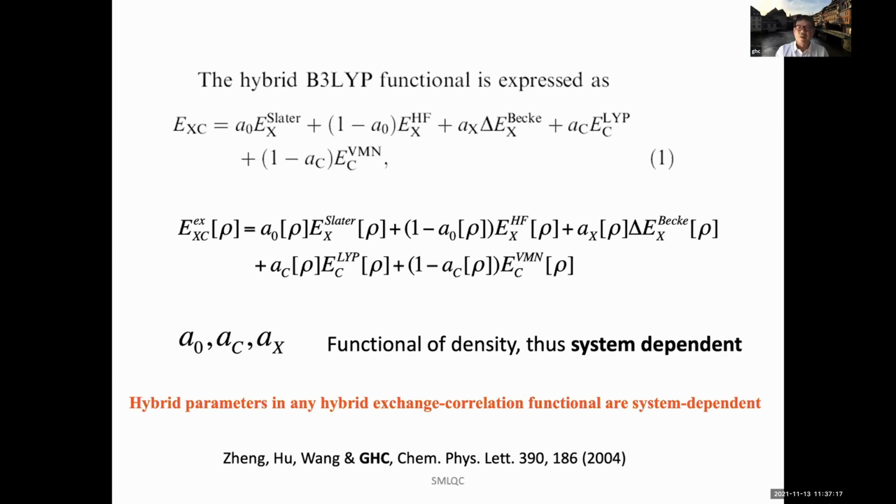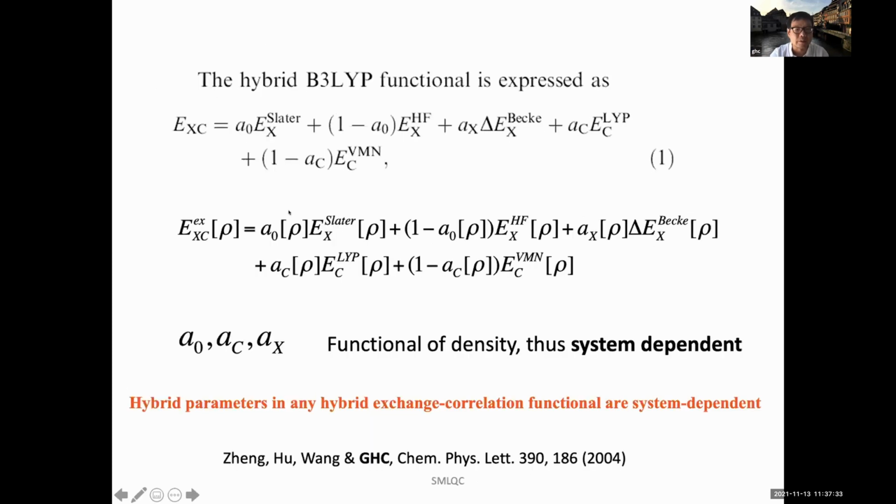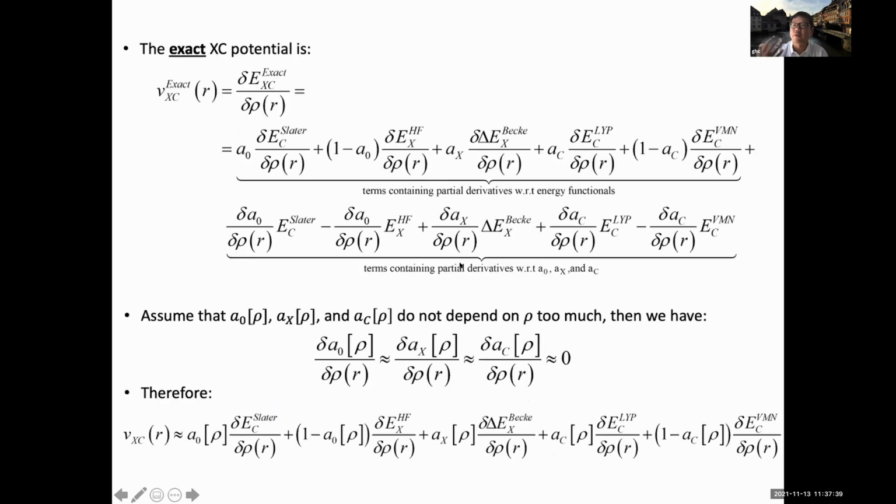Now let's stick with this exact functional and write down the exchange correlation potential. As always, you take the derivative with the different EX and EC components. But in addition, we will have this term: we have to take the functional derivative with respect to A0, which is a functional, and AX and AC. That's what it looks like. So the exchange potential will have extra terms on top of B3LYP, and that would be exact.